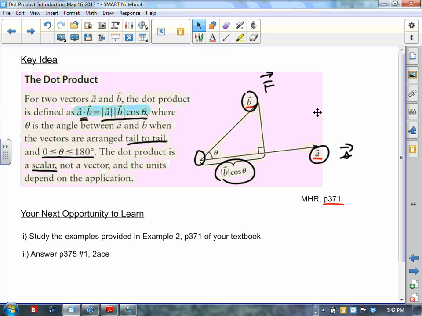To make sure that this is sitting well with you, what I would ask you to do is to read over example 2 on page 371 of your textbook, and then give numbers 1 and 2 a shot. Part 2 will follow up tomorrow. I'm going to have you work on applying the dot product to particular, how should I put it, it'll be more investigation based, more hands-on, so that you can see other properties of the dot product.